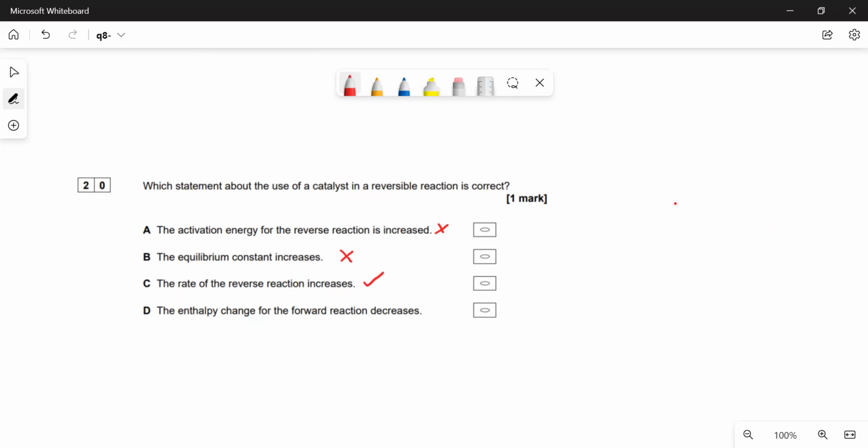And the enthalpy change decreases. That's wrong. It doesn't. Catalysts don't affect the enthalpy change, do they? They just lower the activation energy. So C is the correct answer there.